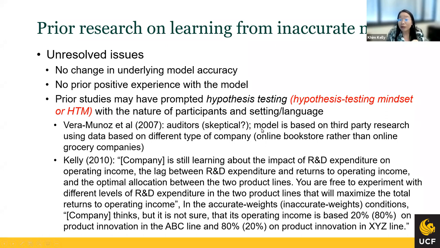Number two, the model that was given to these auditors, they were told that it's based on third-party research, using data based on a different type of company, online bookstores rather than online grocery companies. So this gives participants a natural pause, right? That, hey, maybe the model may not be that accurate. So that's Baron-Munroe.